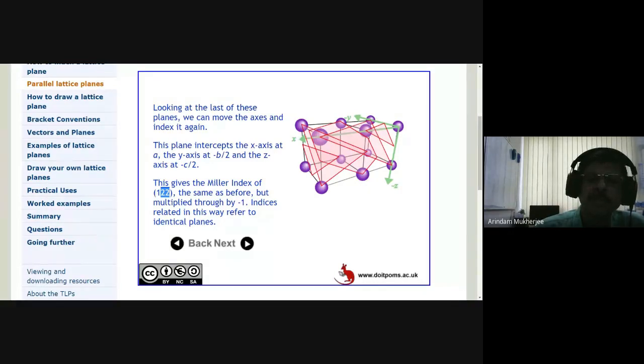This one is actually, the previous one was 1 bar 2 2. This is the same, but multiplied by a minus sign. So 1 bar 2 2, I multiply with a minus 1, then I get 1 2 bar 2 bar, right? So that means they are also related and parallel. So you should always know that when you see the 1 bar 2 2 plane, that is the same as the 1 2 bar 2 bar plane, because you are just shifting the origin to the other side and looking at the plane.